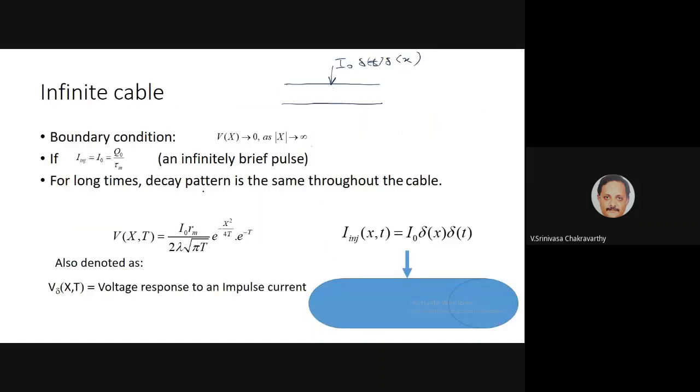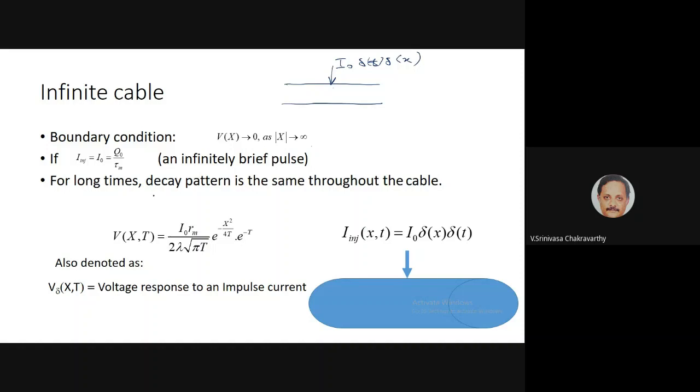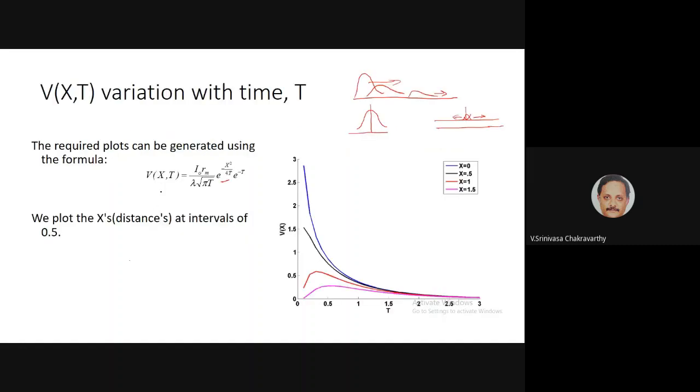The thing is, once you solve for the delta current, the impulse current, impulse both in space and time, then the more general current, which is given everywhere in the cable and for all time, can be calculated simply by convolving with this impulse response, as it's called in electrical engineering. So V delta, if I give the input as an impulse, is the impulse response of the cable to the impulse current. You convolve that with the general current, and you get the general solution of the voltage. Anyway, let us spend some more time on this and try to understand the nature of the solution.